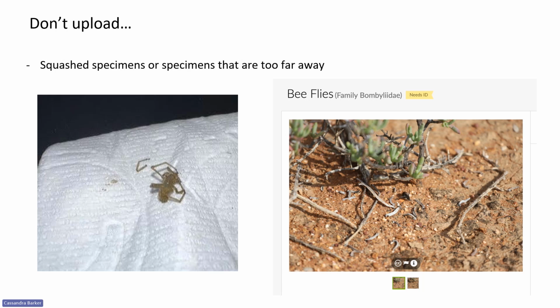And then the other example I'd like to touch on is images of specimens that are just too far away. I understand that sometimes you want to get an image before it flies away or scuttles off, and we'll touch on improving this in a moment. But really, with the focus being so far away, the best you'll get is a family level identification. It'll be quite a stretch to get to a species ID.